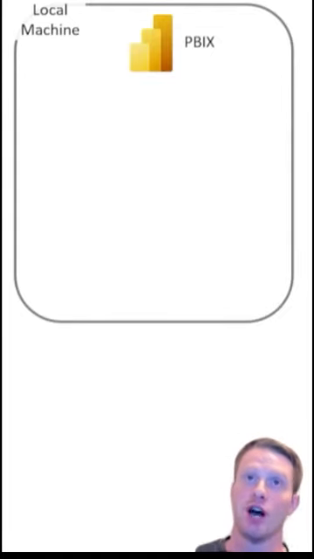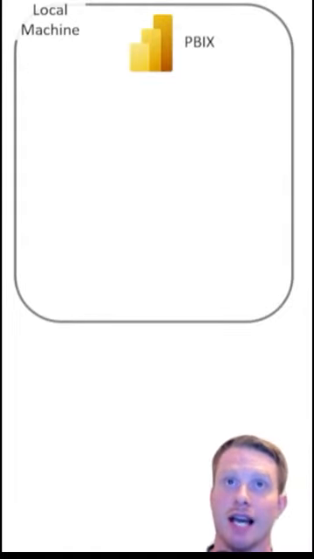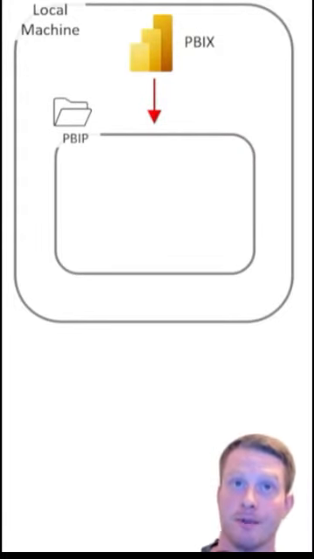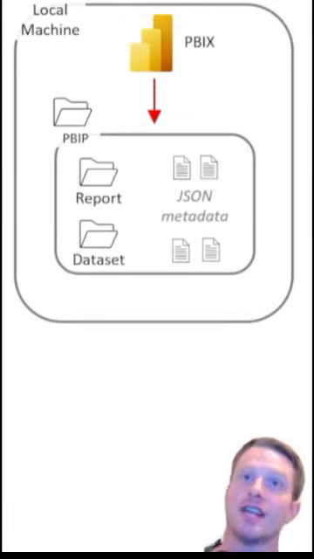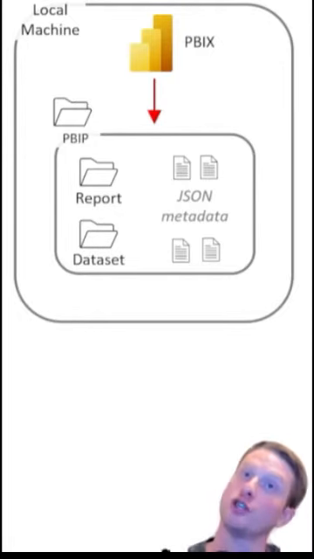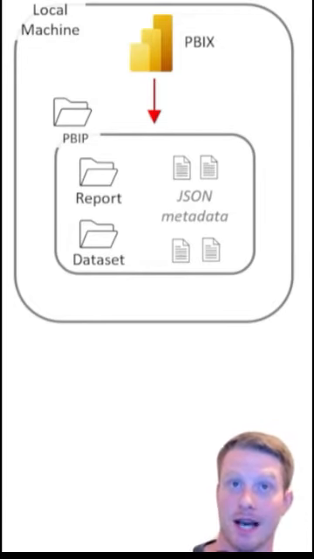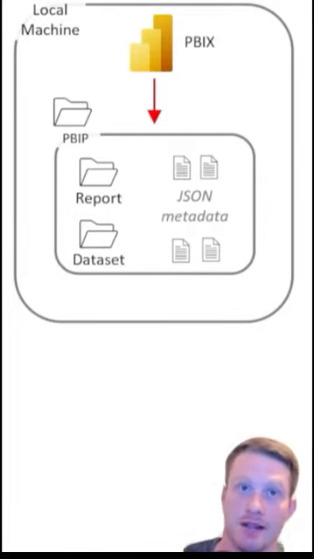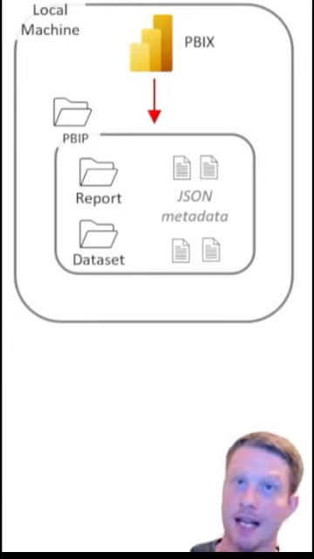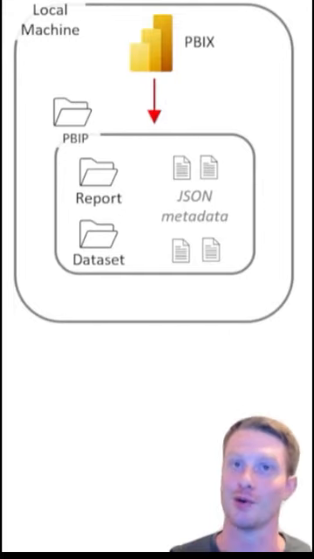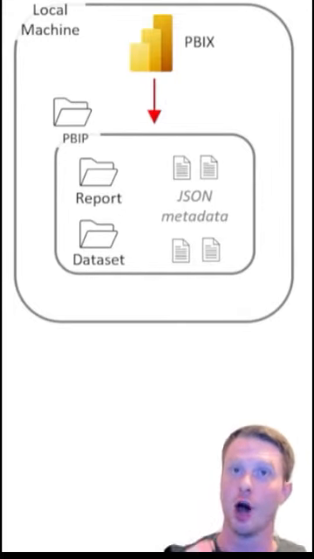However, when you turn on Power BI Developer Mode, it lets you save things in a new format called PBIP. It stands for Power BI Project. Instead of getting one single PBIX file, it actually saves things into a folder. Within this PBIP folder, you have two subfolders, one with report and one with dataset. It spits out all the bits of Power BI in the report and in the dataset, the semantic model, into little code files. These are mostly JSON files. So what it's doing is saving our PBIX into code files.